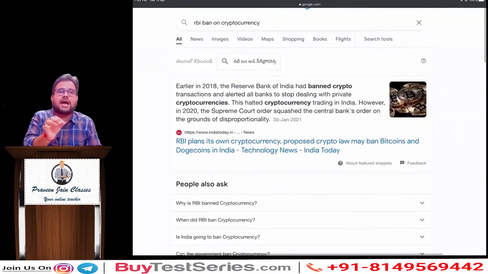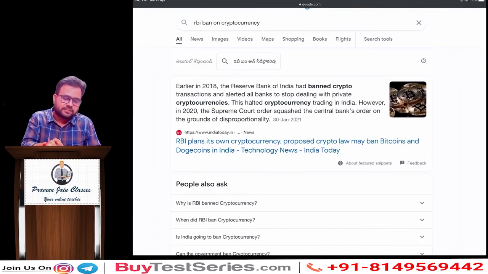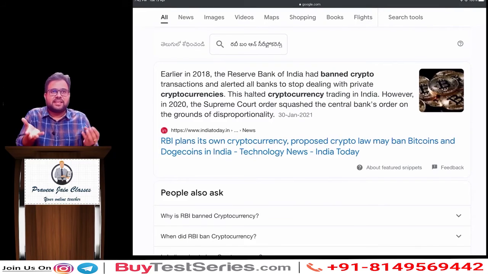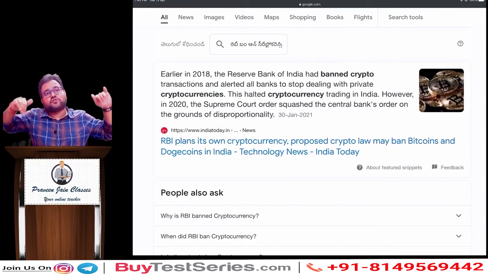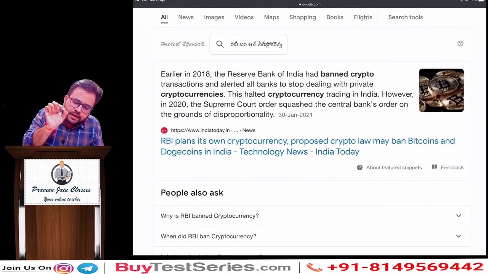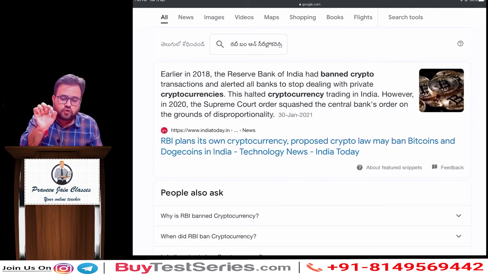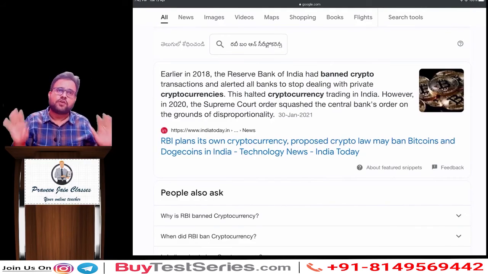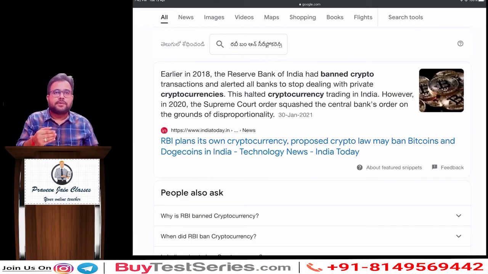Now, what is our RBI's take? So in 2018, bitcoins' trading prevalence started in India. So in 2018 RBI issued one statement saying what? That we are already there in the market. We are saying that rupee is a legal tender and now suddenly from nowhere digital currency comes. So RBI of India has banned cryptocurrency transactions and alerted all banks to stop dealing with private cryptocurrency. They said no cryptocurrency dealing should happen. Very good. Sir, now what has happened, sir?